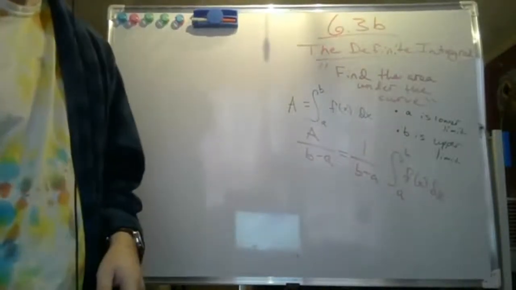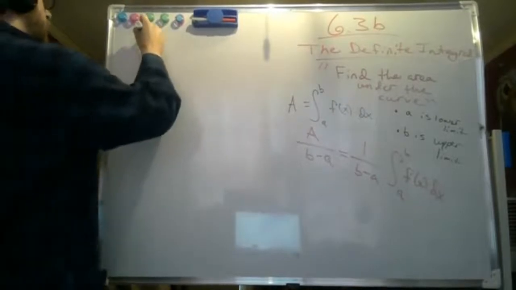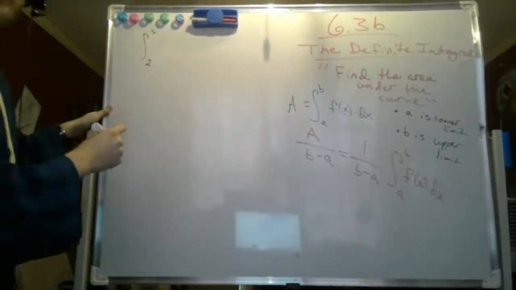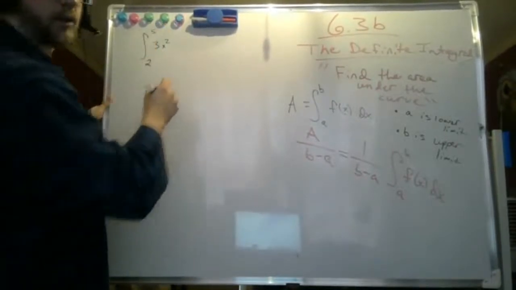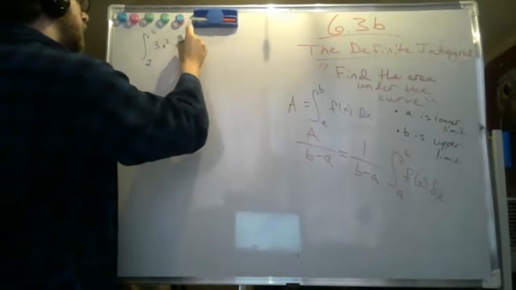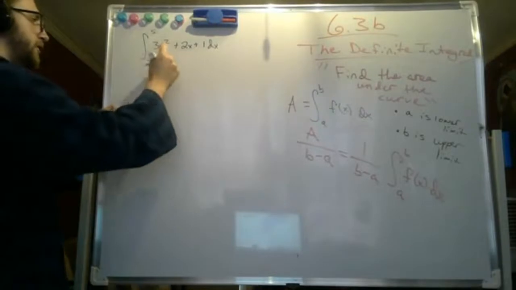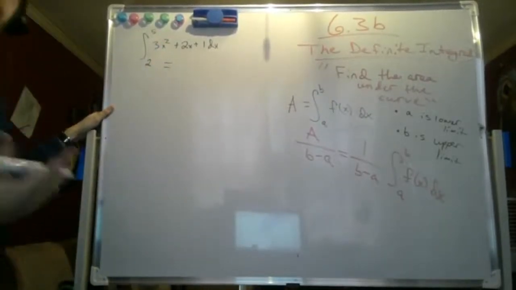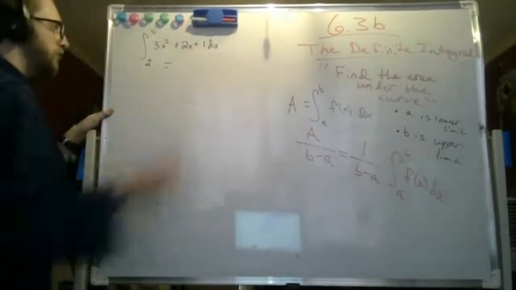Alright, so first example. Suppose I ask you, we're trying to integrate from 2 to 5 of the function 3x squared plus 2x plus 1. So this first step, all you do is just take the integral the way you normally would and find the antiderivative. So here we just have to use the power rule.